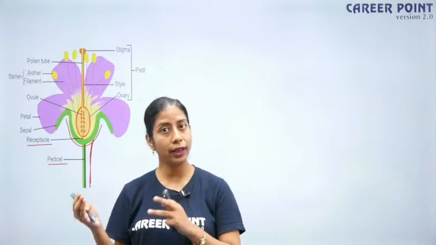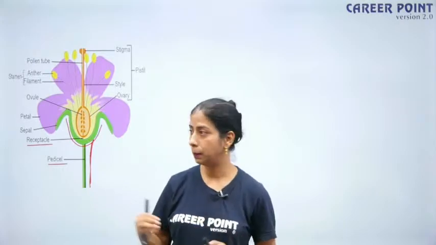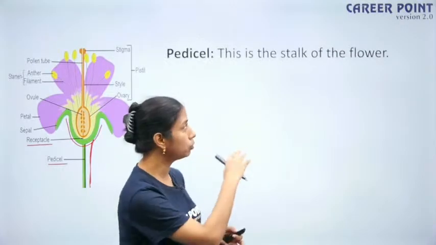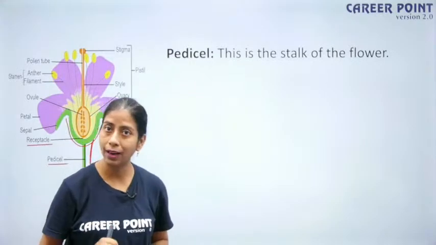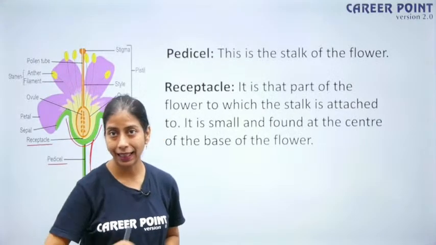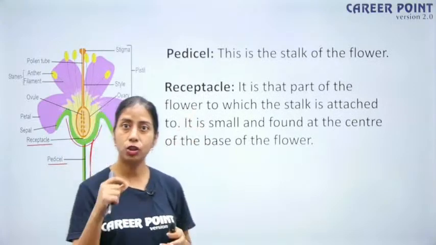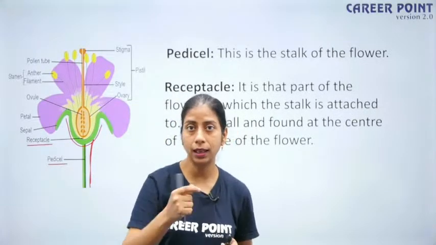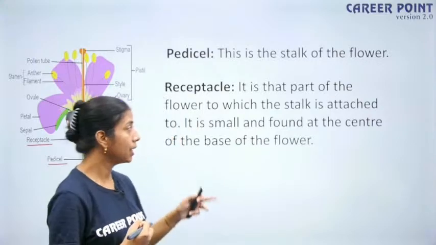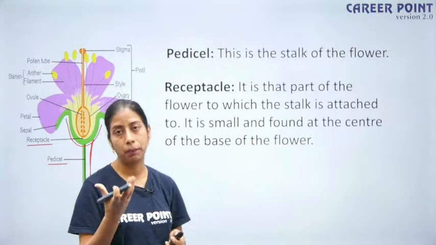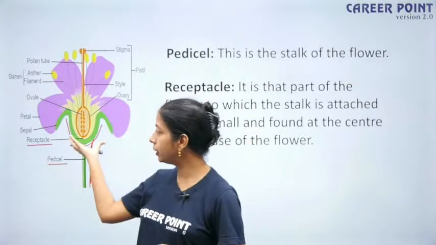Receptacle को हम thalamus भी बोलते हैं. So either you can call it thalamus or you can call it receptacle. So right now we have come to the basic parts of the flower. One is the stalk of the flower, which is the pedicel, and the second is the receptacle, which is connected to the pedicel and holds all the other parts of the flower. So this is present at the base of the flower.